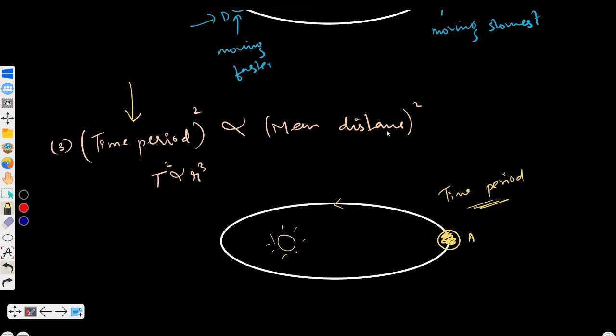Now, what do you understand by mean distance? For example, again consider this position. If you join the sun and the planet, let's say the distance is d1 at this position. If the planet is at this position, let's say at point B, and I join the distance, it will be a different value. Let's say the distance is d2. If the planet is at point C, now the distance is d3. So if you change the position of the planet, the distance between the planet and the sun will also change.